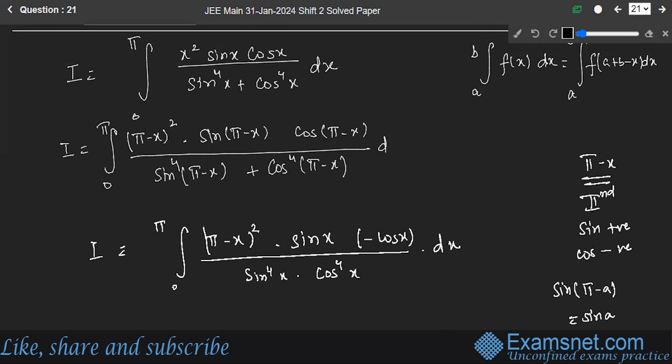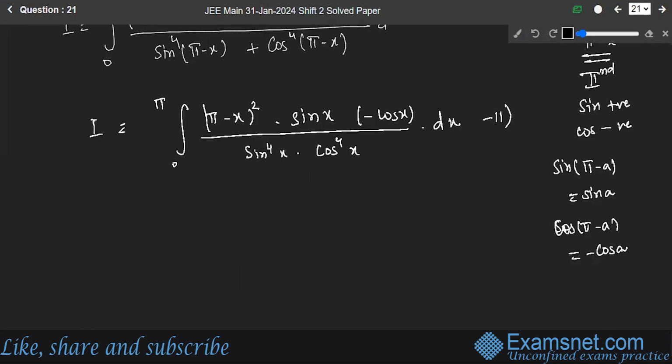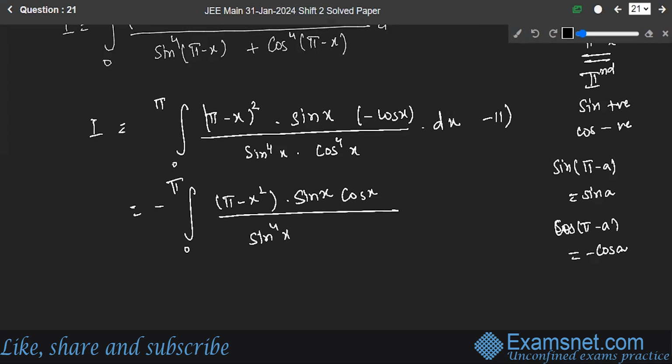So let's say this is 1, and let's say this is 2. So adding, or rather, I'll write this 2 properly first of all. Let's take this minus outside. This is 0 to pi minus x square into sine x cos x upon this dx. Let's say this is 2.